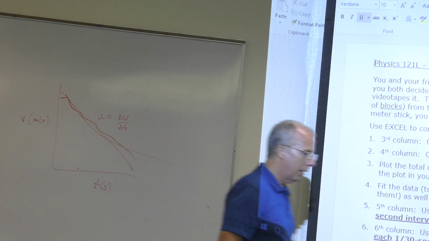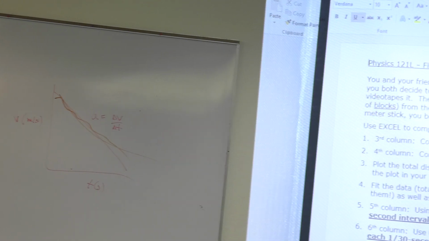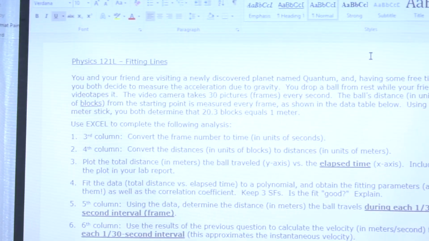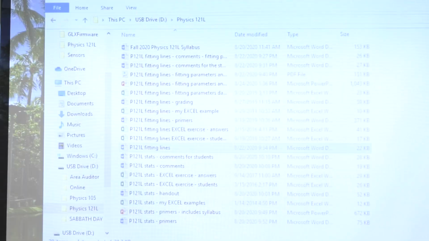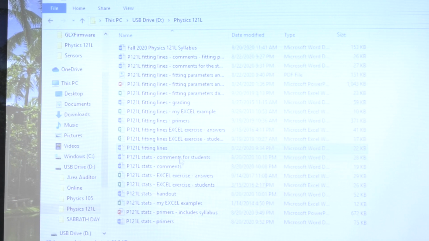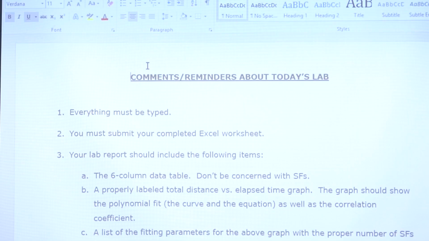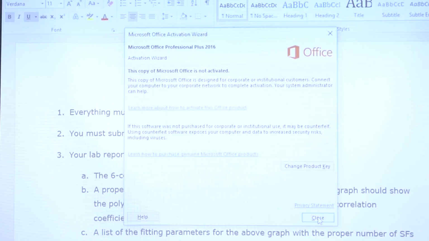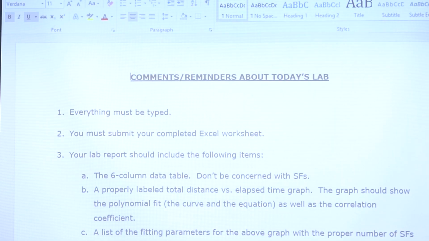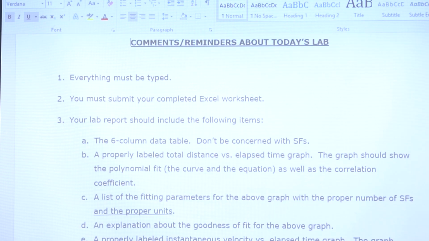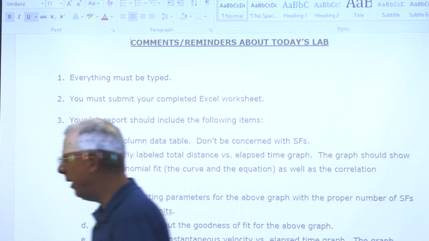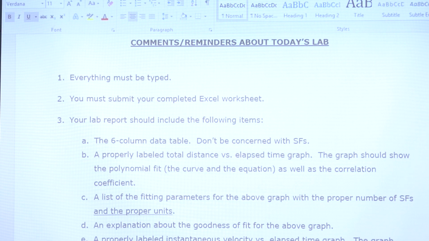Okay, so let me show you something else real quick. For these first two labs, I have comments, reminders about today's lab. I don't usually do that, but for this one, I do.